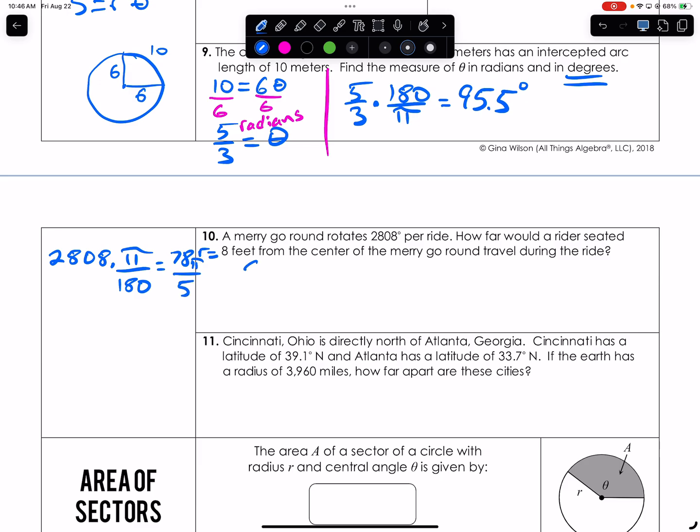So when I plug into my S equals radius times theta formula, I don't have S, but I do have the radius, which is 8. And I do have theta, which is 78 pi over 5. And when I multiply that in my calculator, I should get 392.1. What are my units?